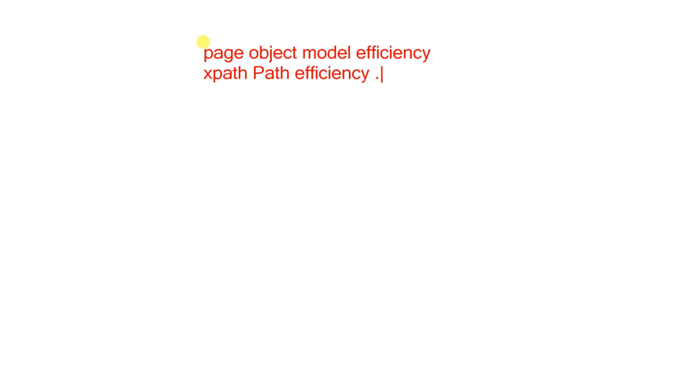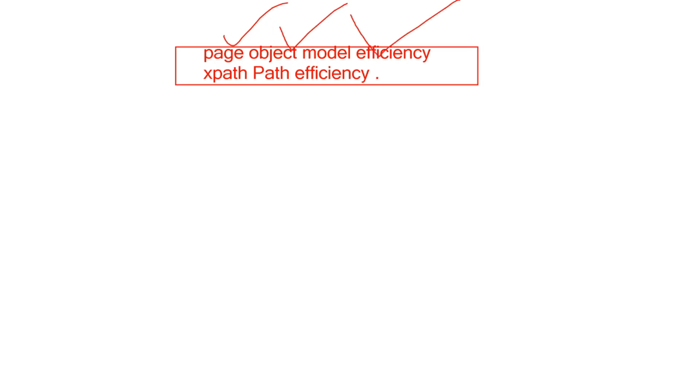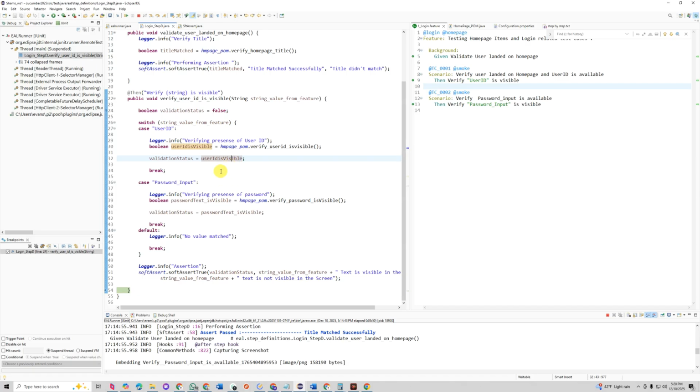So now we will learn page object model efficiency and XPath efficiency. This is very important. XPath efficiency is a very important topic that we are going to learn today. It can be implemented anywhere, like Selenium, Cucumber, TestNG, data driven, keyword driven. So we're going to do that too.